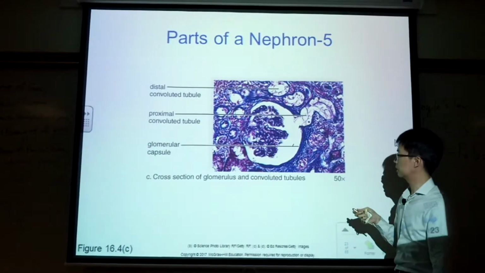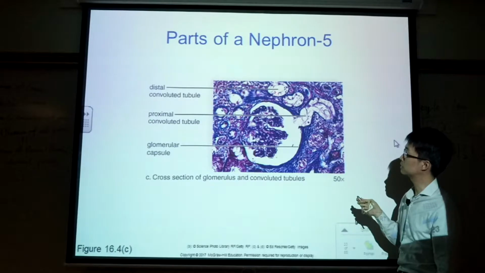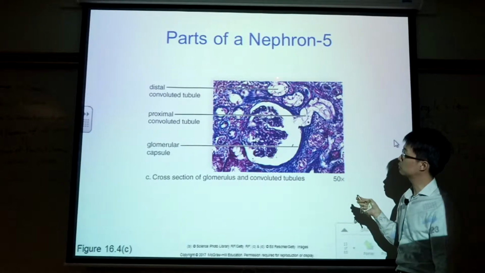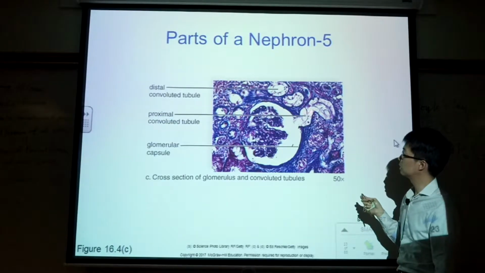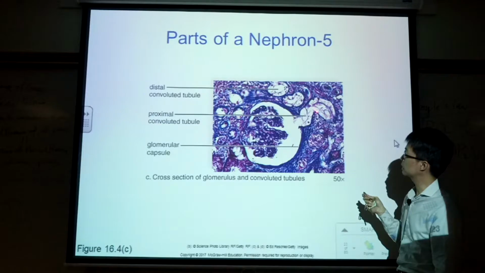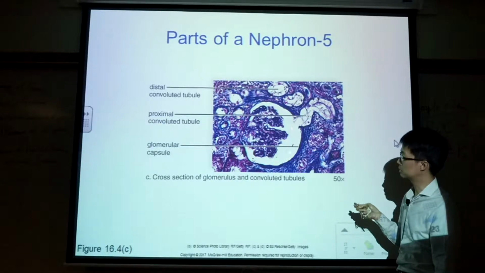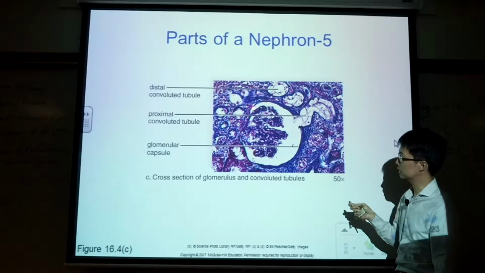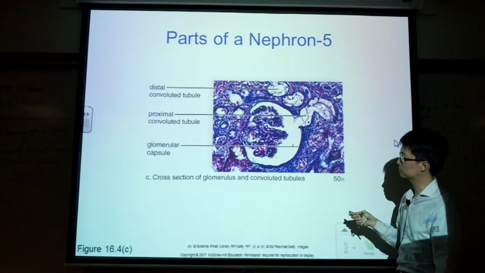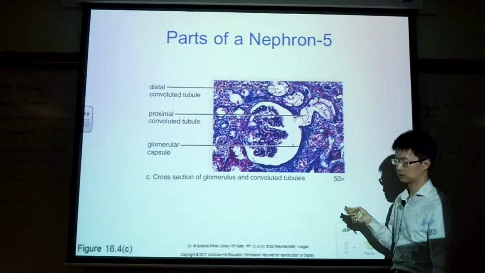So these are the histology slides. You can see that the distal convoluted tubules are made up of simple cuboidal cells, one layer of cuboidal cells. The proximal is not very clear to see as simple cuboidal cells. And then this is the glomerular capsule or Bowman capsule. Surrounding this is the glomerulus, or glomerular capillaries.